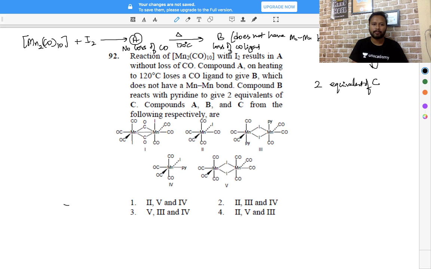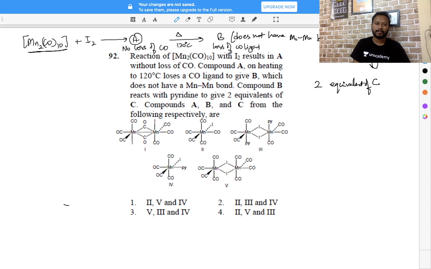If you just draw Mn2(CO)10, how will this look? So the structure of this compound is something like this. Just find out the metal bonds in this complex. How many metal bonds will you get in Mn2(CO)10? One metal bond. Okay, Deepak, good.